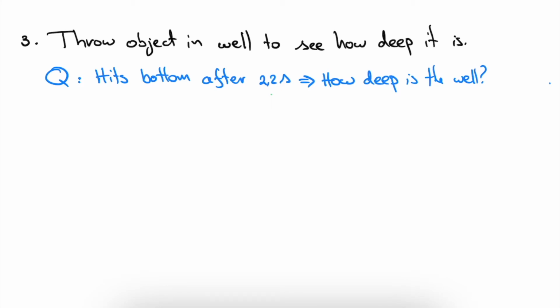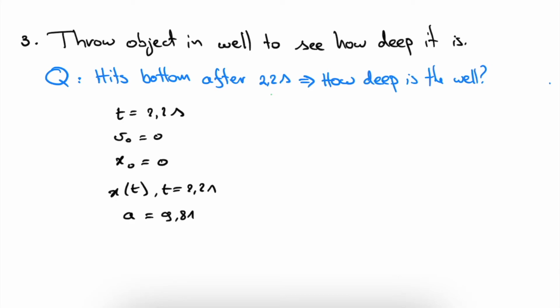Well, we know that t is 2.2 seconds. And we also know that v0 is 0, because we don't give our object an initial velocity, we just drop it. So it starts from 0 velocity. We also know that our initial position is 0, because we want to see how deep the well is or how high our building is. What we then want to know is x of t, where t is 2.2 seconds. And we know that our object accelerates at the acceleration of gravity, which is 9.81 meters per second squared. So these are our givens.